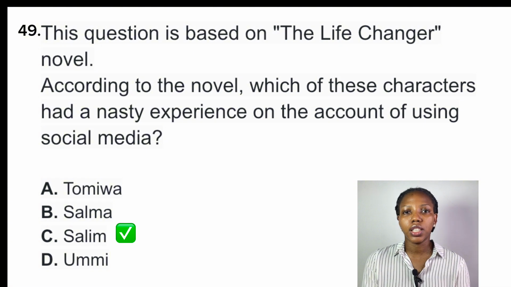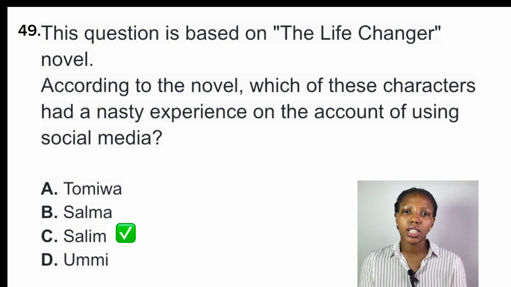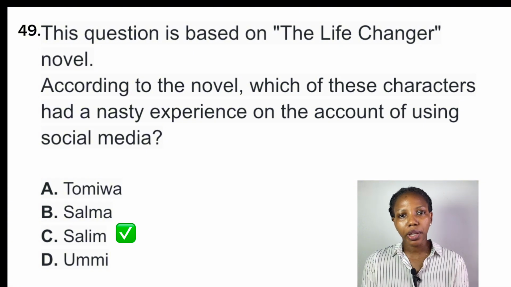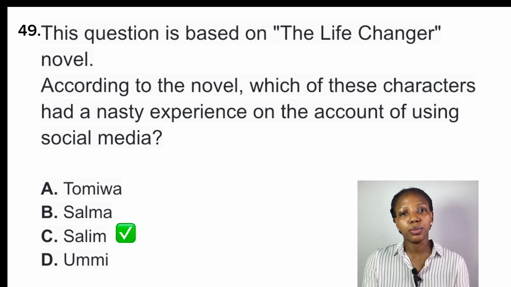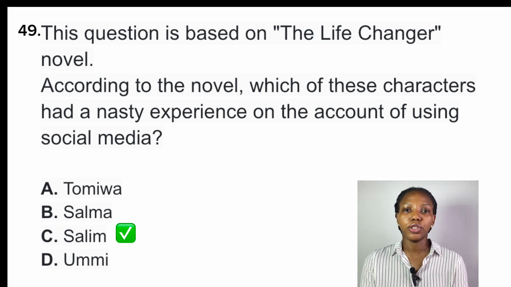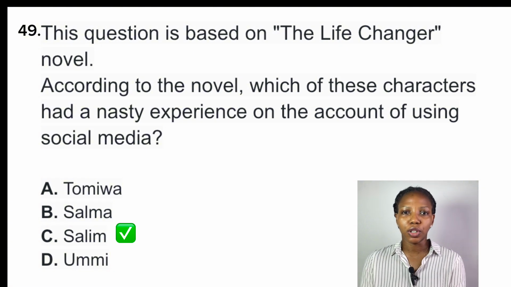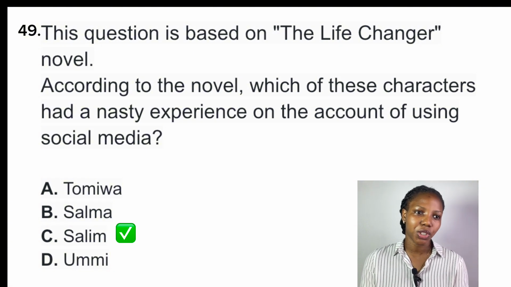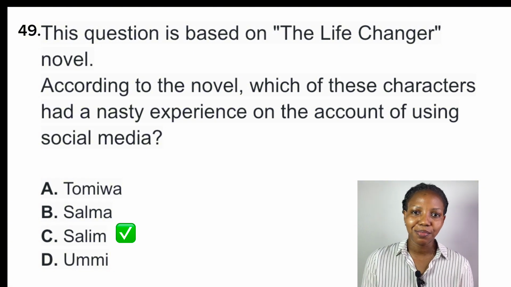So the first was a lady he thought was beautiful, and on seeing her, she was the opposite of what he expected. And there was Natasha, who encouraged him to visit her, but on getting there he was robbed, and it dawned on him that she was part of the conspiracy. So the answer to this question is option C, Salim.